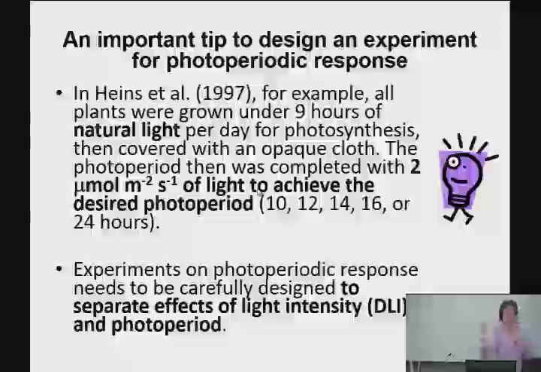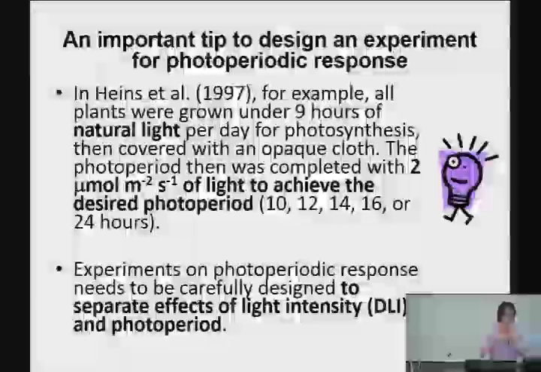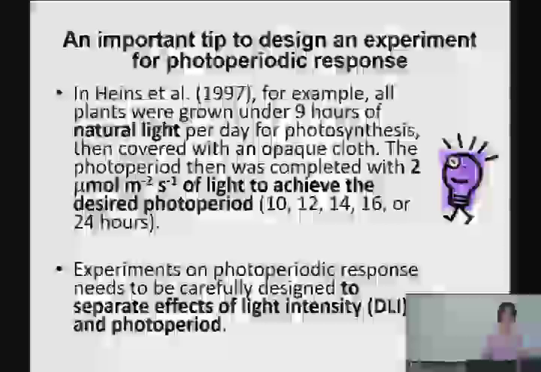The night hours in this case are the natural photoperiod plus 1 hour, 2 hours, 3 hours, up to 24 hours, to create an artificial long day, an extended long day. If you do that, because it's only 2 micromoles in that chamber, the natural light doesn't come in. So the additional DLI, even 24 hours at 2 micromoles, is very, very small.